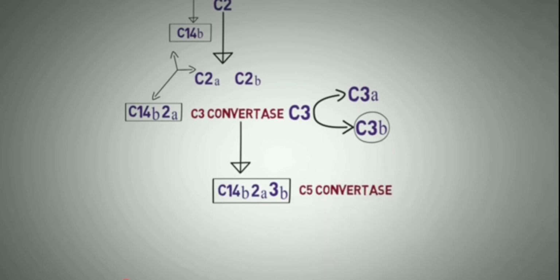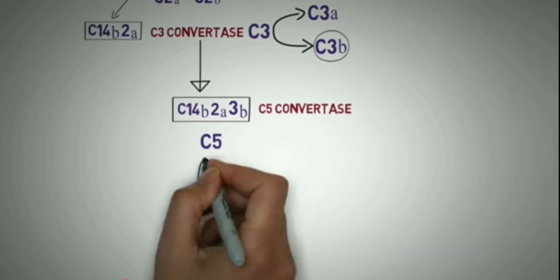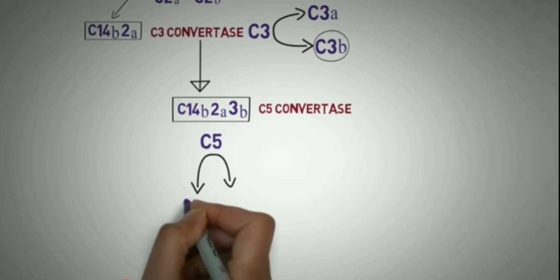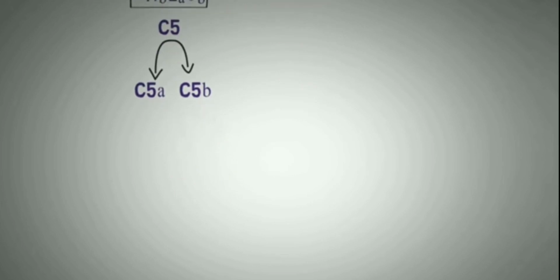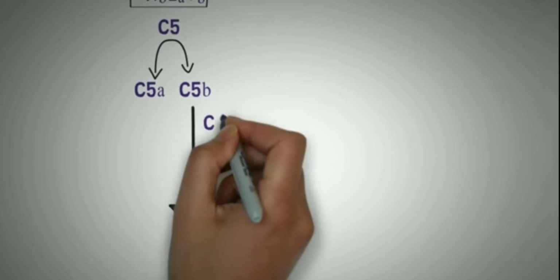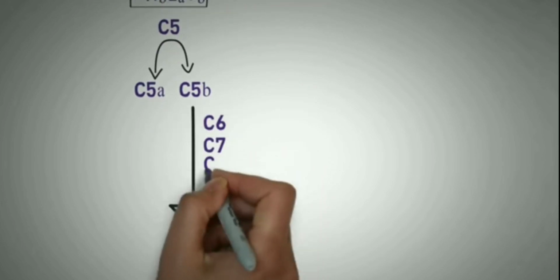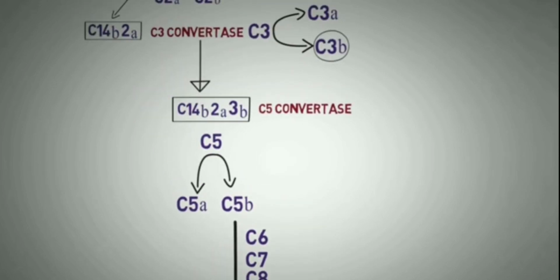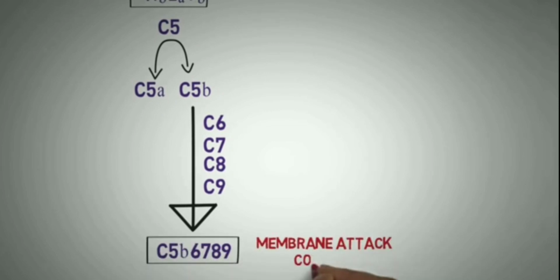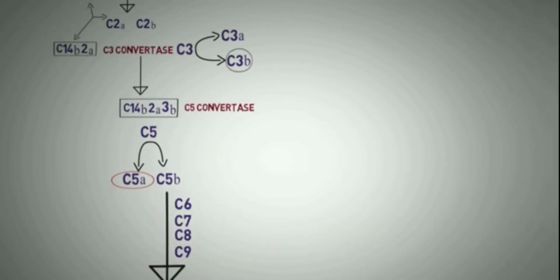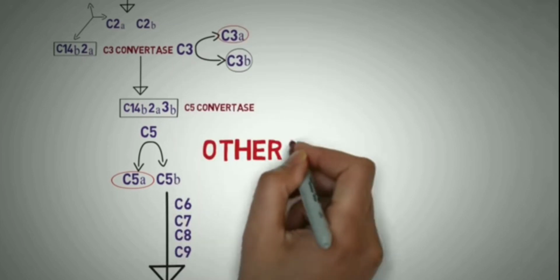The C5 convertase similarly converts C5 into C5a and C5b, out of which C5b is the larger product and combines with C6, 7, 8 and 9 to form C5b, 6, 7, 8, 9, which is the membrane attack complex. In this cascade, you can see some components like C5a and C3a which do not have any use here. They have other immune effects which we will discuss later.